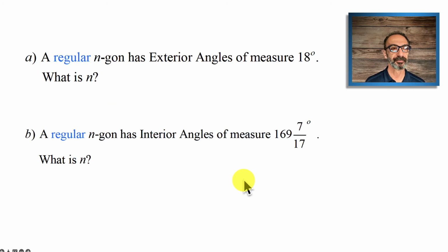Here's another problem. A regular n-gon has exterior angles of measure 18 degrees.